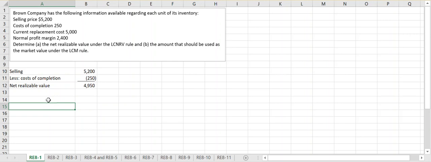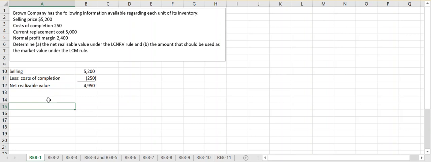In part B, they want us to figure out the amount that should be used as the market value under just the LCM rule. So when this happens, this is kind of under this LIFO method. We have to decide which cost we are going to use as our market value. And we have three different options. We have the current replacement cost, we have the net realizable value known as our ceiling, and we have what we call the floor. So we have to decide between those three which one we are going to utilize as our market value to compare to our cost price.